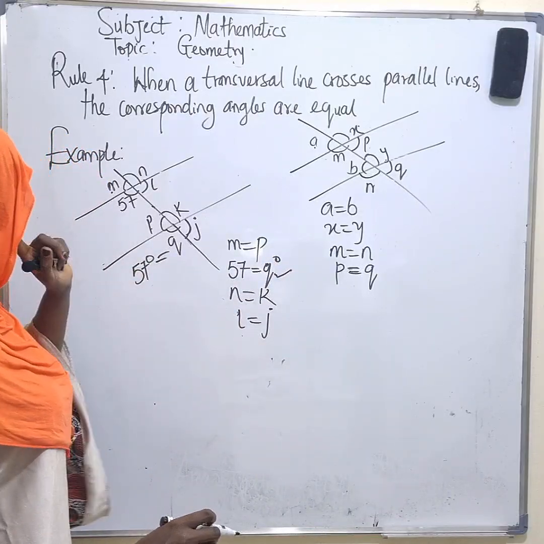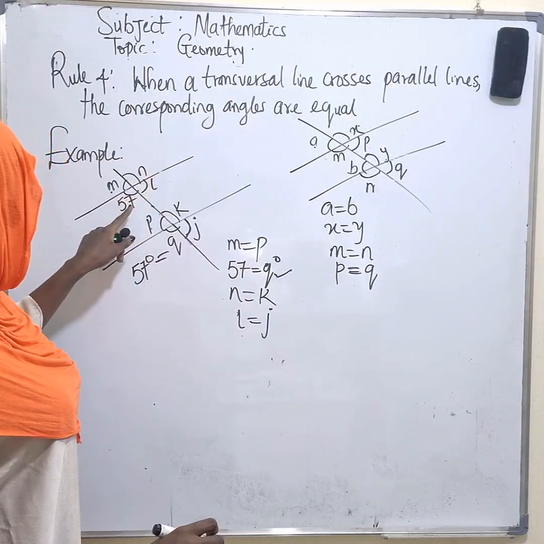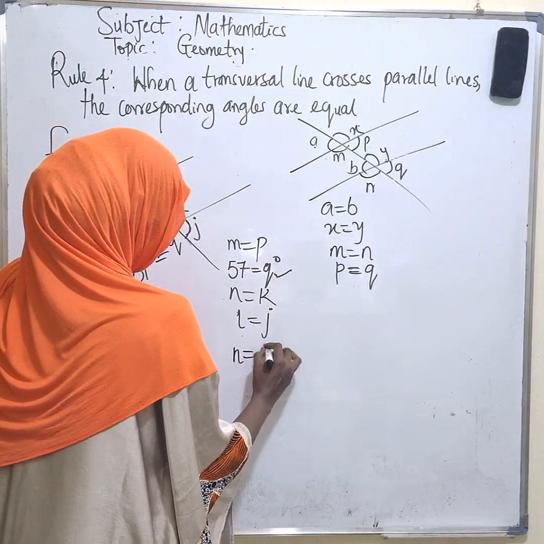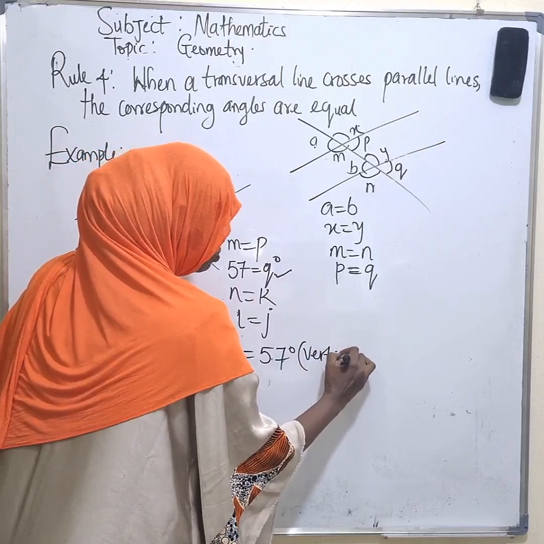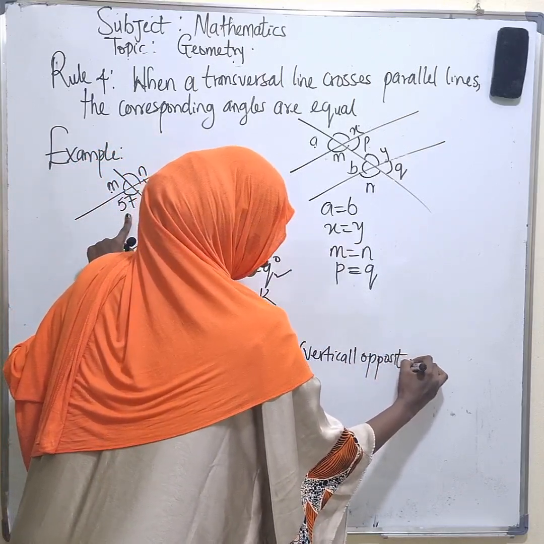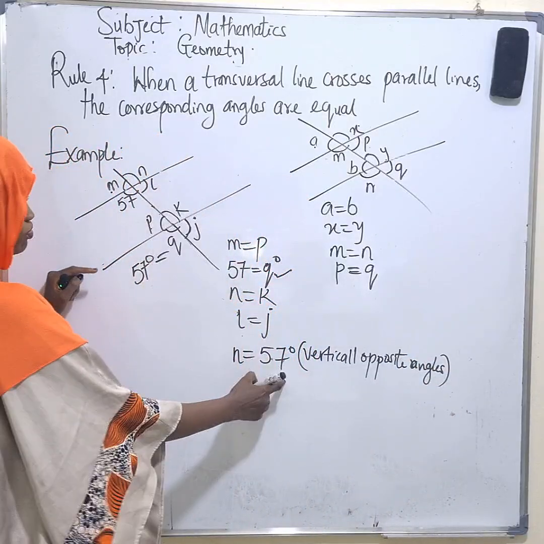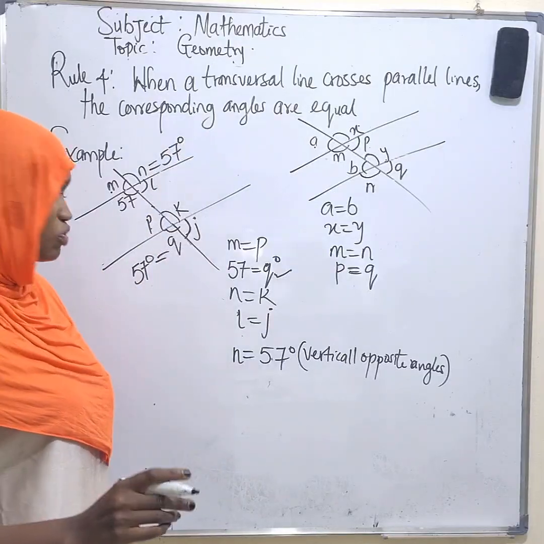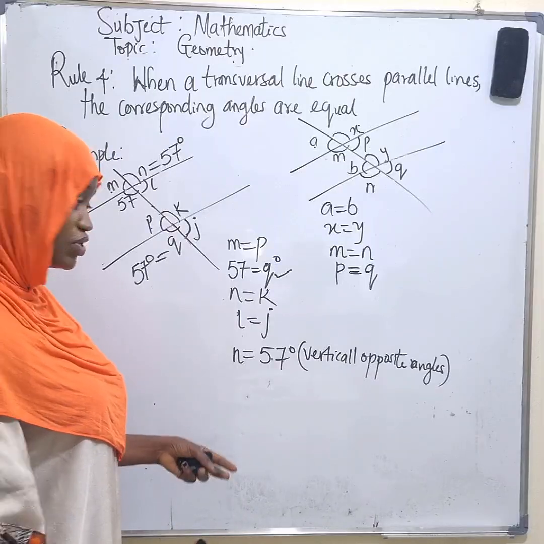Now, let's look at this. Which other one can we get? You know we can get N, right? N also is equal to 57. N is equal to 57 degrees. Why? Because they are vertically opposite angles. And this is rule 3, vertically opposite angles, that we stated earlier. So we've gotten N to be 57. That's how we keep solving. It's so easy. Nothing difficult here. You just know how to interpret the diagrams.